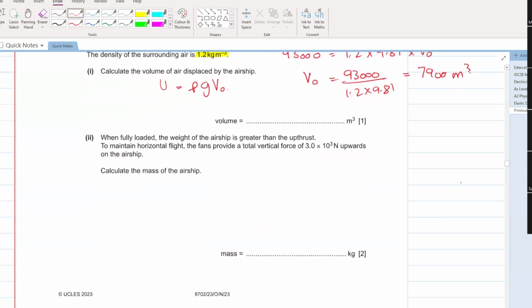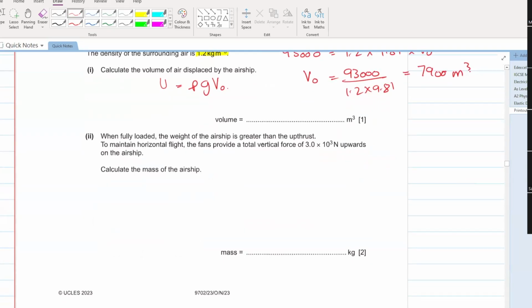Simple. When fully loaded, the weight of the airship is greater than the upthrust. Remember this line. To maintain horizontal flight, the fans provide a total vertical force upwards. Calculate the mass of the airship. बेटा इससे easy सवाल हो नहीं सकता.